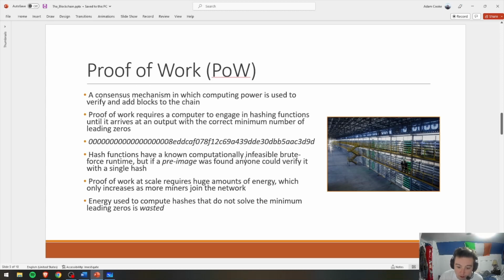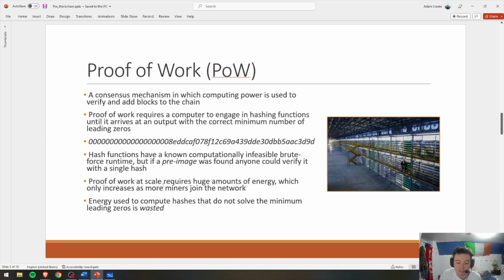So hash functions have a computationally infeasible brute force runtime. But if a pre-image was found, anyone could verify it with a single hash. What this means is that there is no better way to come to the solution of the problem than by just performing a bunch of hashes. So you have to brute force it, meaning just compute a bunch of hashes, which is the most optimal way to find the solution. But if you were to have the input that produces a solution, you could verify that it does produce a correct solution almost instantaneously without any effort.